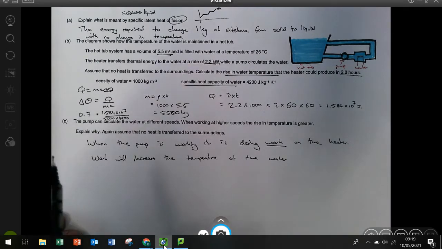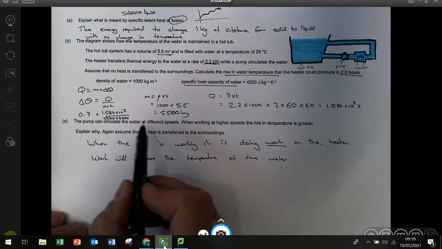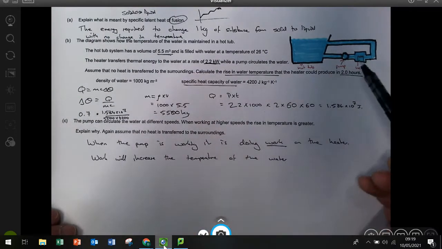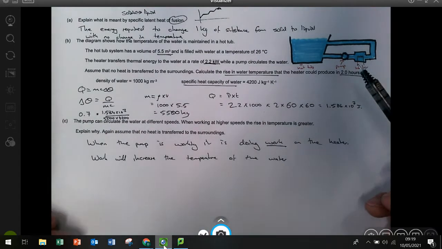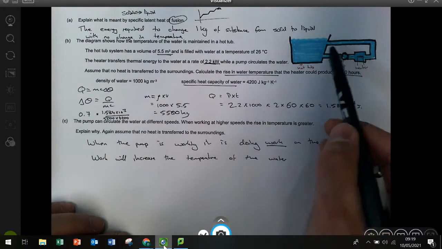You could also think of it in terms of wasted energy. The more the pump is working, potentially the more waste energy there is, the more waste heat there is. And where is that waste heat going to go? Actually, it's just going to go into heating the water further as well. And actually, in this case, although we might say there's waste heat, actually it is useful because the whole point of this is to heat the water.